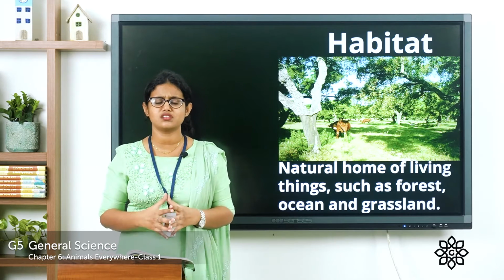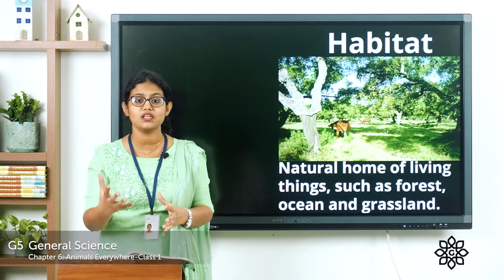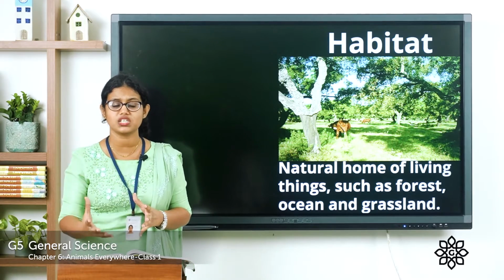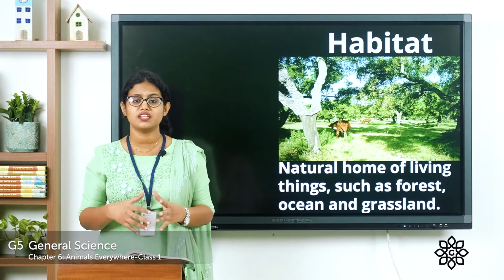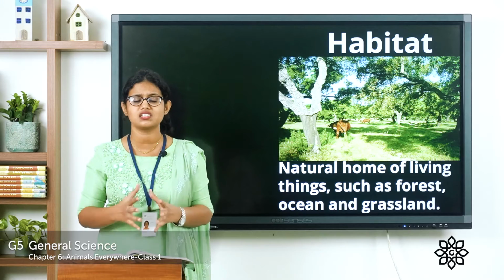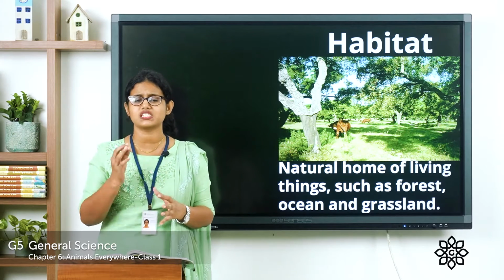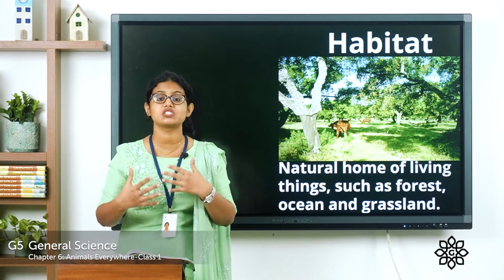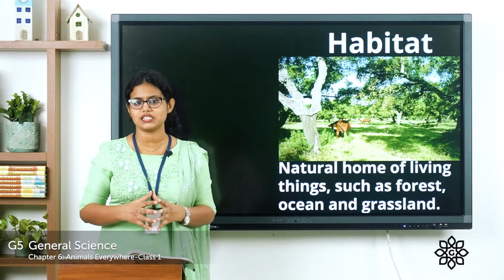So we know that different animals live in different places. There are animals which live in desert. There are animals which live in mountains. There are animals that live in very cold regions. There are animals which live in grassland. So all these animals have some special features that help them to adapt or survive in this place. So where do these polar bears live?